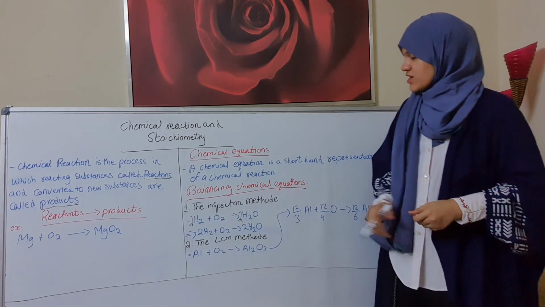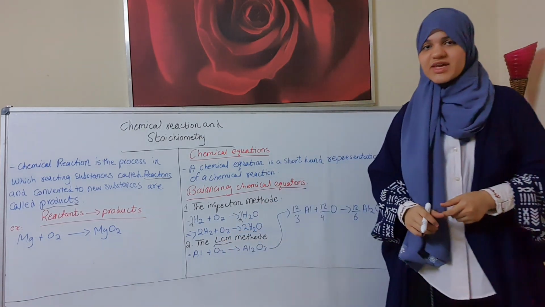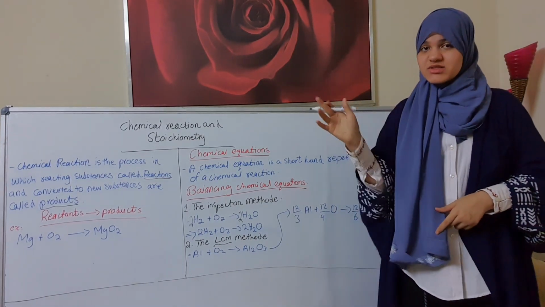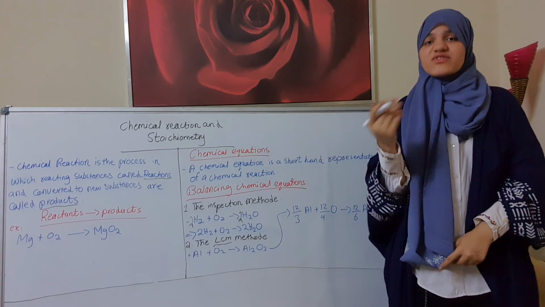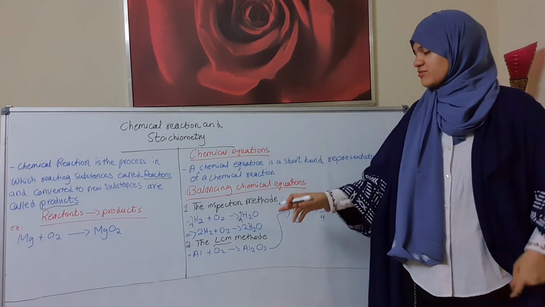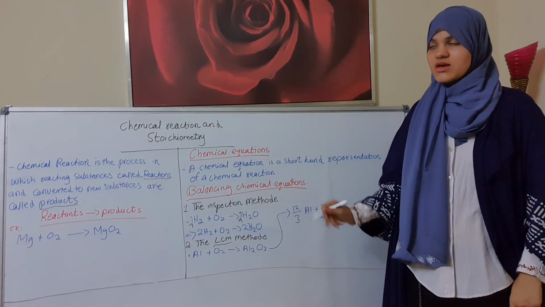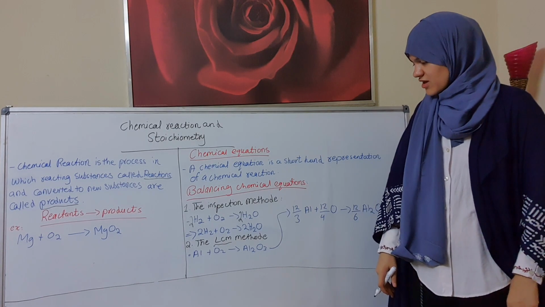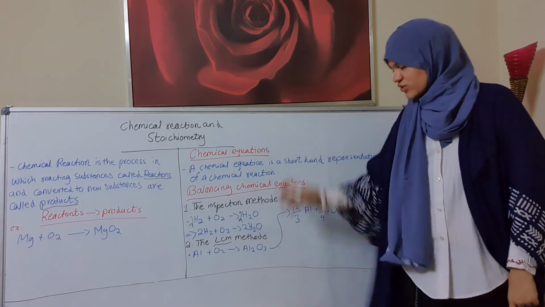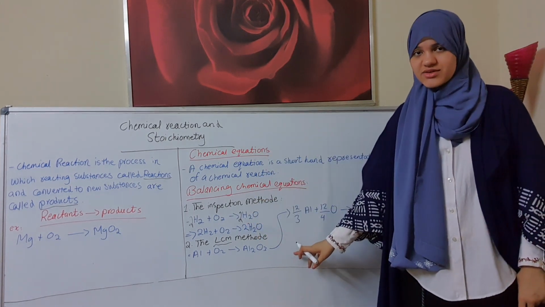Now, the second method is the LCM method. The LCM method means using the valence numbers of the elements to find their coefficients. For example, here we have aluminium plus oxygen will give us Al2O3. Now we have only one aluminium here and 2 aluminium there. We have 2 oxygen here and 3 oxygen there.